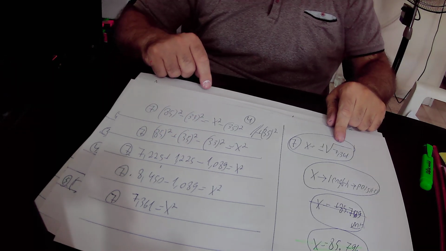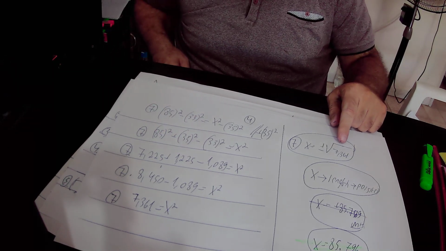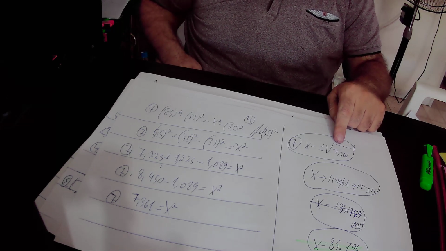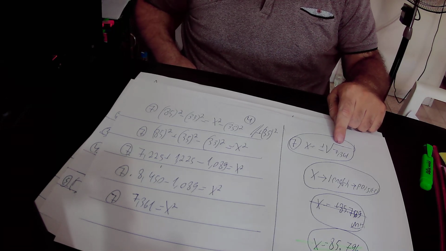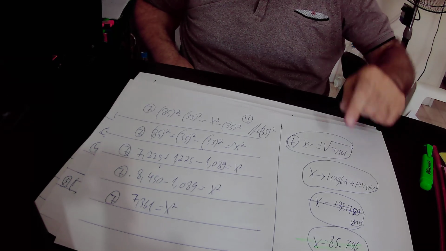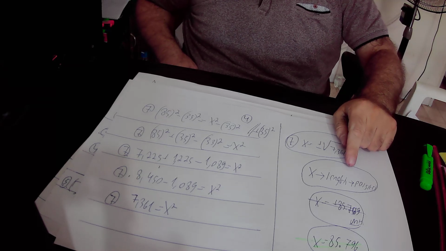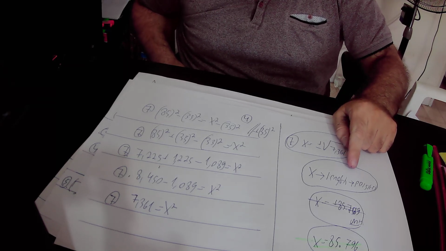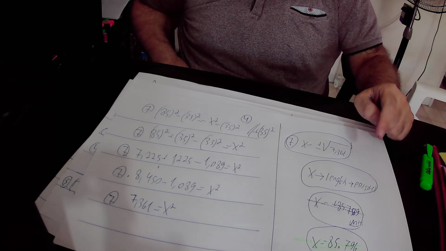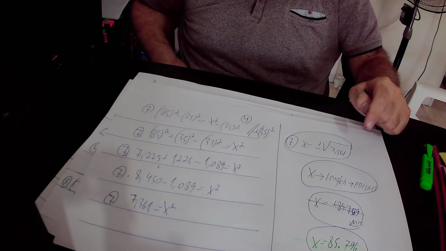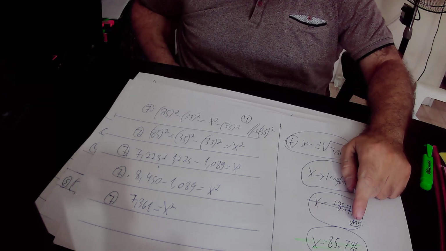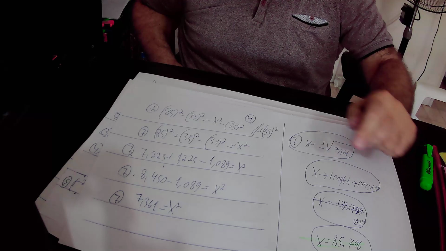So here we will have two solutions that are possible for x, the positive solution and the negative solution. But because x is a length, x must be a positive number, so we take into account only the positive number. That is to say, x equals 85.796 units.